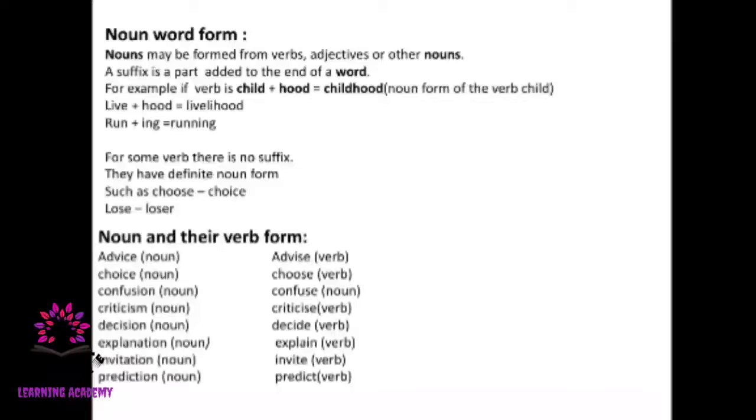Next word, choice. So, it's a noun. What is the verb form? Choose. Confusion. It's a noun form. So, confuse. It's a verb. Sorry, I've written there, noun. Criticism. It's a noun. So, criticize is a verb. Decision is a noun. Decide is a verb. Explanation is a noun. Explain is a verb. Invitation is a noun. Invite is a verb. Prediction is noun. Predict is a verb. So in the noun only you can find their verb form.